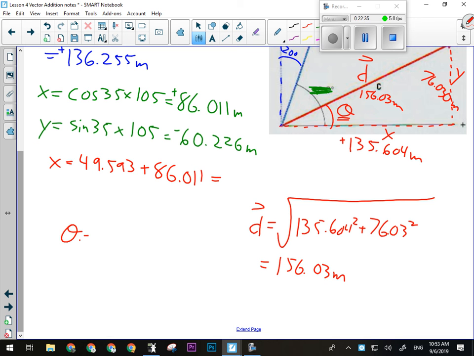I'm going to use tan, with the opposite and adjacent sides. So I'm going to go tan to the minus 1 of my opposite side, which the way I drew the triangle is 76.03 over 135.